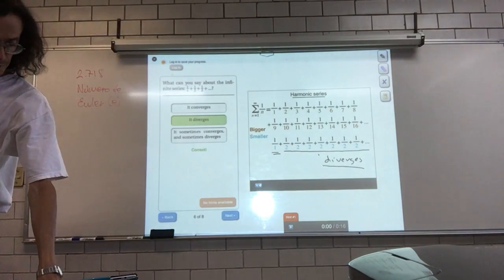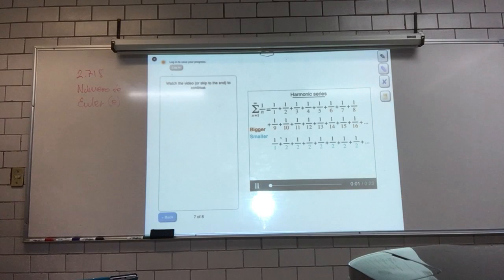Right, it diverges. If you add up infinitely many halves, the sum goes to infinity. This series, as we've currently written it, also fails the term test. In order for a series to converge, the individual terms have to go to zero, and these just stay at a half. Okay, so this smaller series diverges.